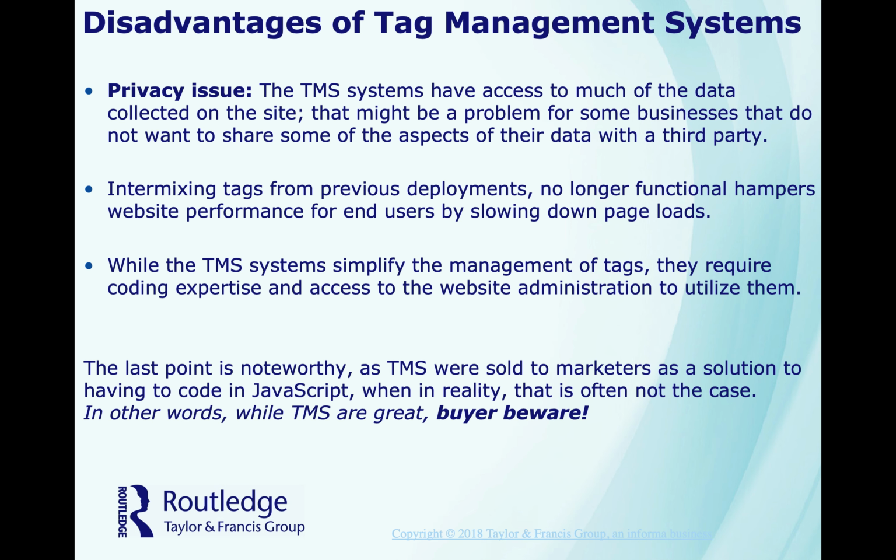Some disadvantages of tag management systems. Obviously, privacy, the biggest thing out there right now, right? Privacy issues. TMS systems have access to too much data that is collected on a site. That might be a problem for some businesses that do not want to share some aspects of their data with a third party. Also, intermixing tags from previous deployments that are no longer functional hampers websites' performance for end users by slowing down page loads. So it makes it a lot slower when you're trying to pull up a web page.